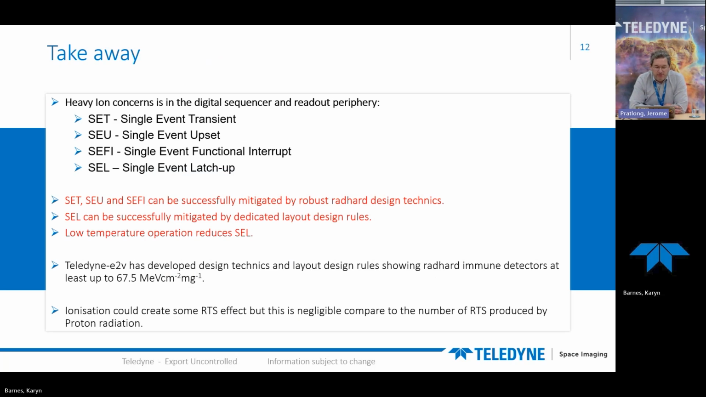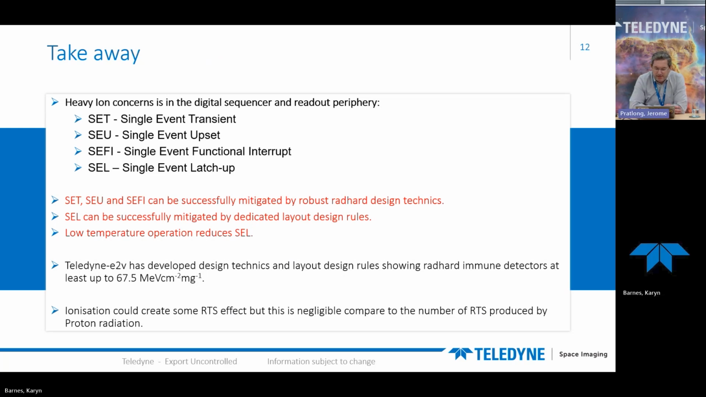Therefore, as a takeaway, heavy-ion concern is mainly the digital sequencing and the readout periphery. There are four types of events: the single event transient, single event upset, and SEFI. The three are non-destructive but corrupt data, or can put the detector in an idle mode. The last one, single event latch-up, can be destructive, and therefore care has to be taken.